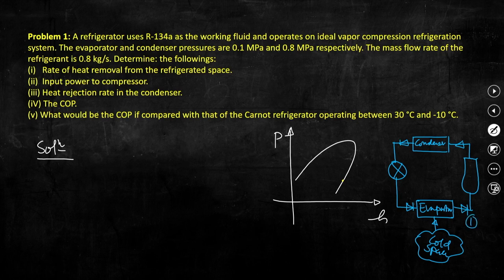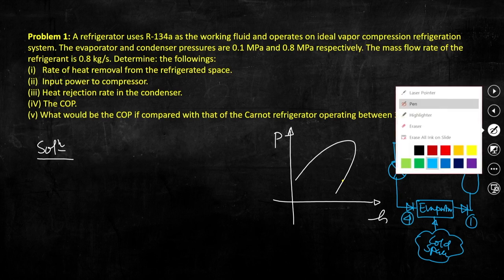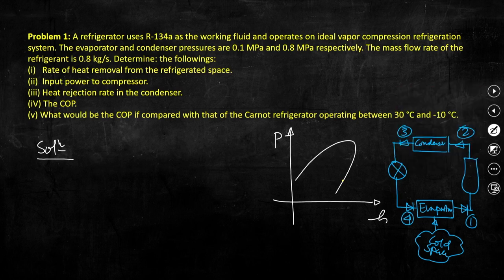So, point 1, point 2, point 3, point 4. This is the schematic description of this cycle. Point 1 is on the saturated vapor line, because we have discussed today again that the quality of the refrigerant at the exit of the evaporator is saturated. Now, process 1 to 2 is at constant entropy, assuming that the compression process is a reversible adiabatic process.